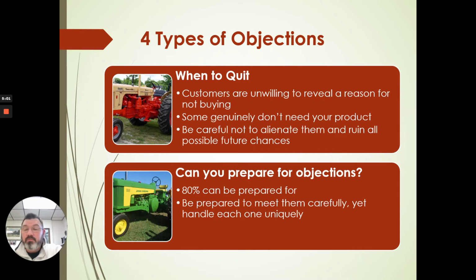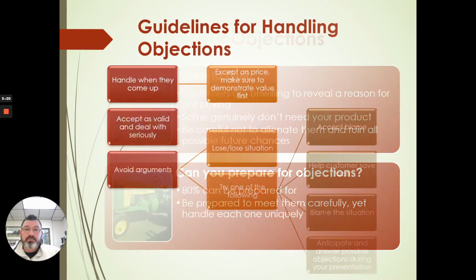Can you prepare for them? Again, like I mentioned prior, 70 to 80% of the objections that you're going to get should be able to be anticipated. So prepare for them. Put them in your pre-call plan so that you have rehearsed and you're ready for that objection, so that you know that it's coming and you're prepared and ready to answer.